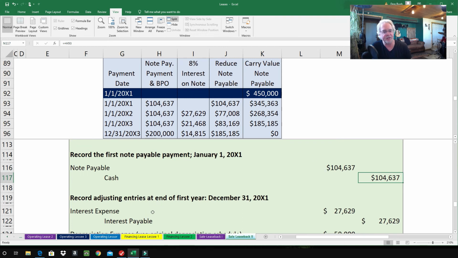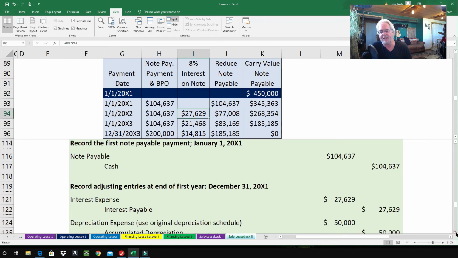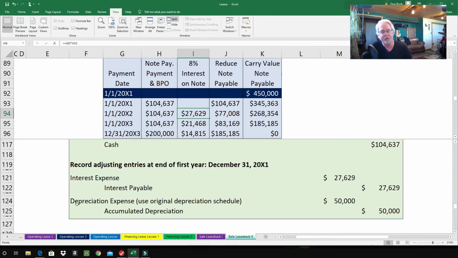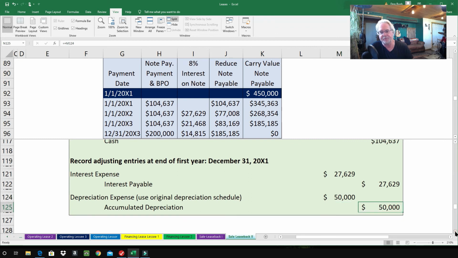Okay, recording the adjusting entry at the end of the year, December 31st, 2001. Well, December 31st, 2001 is really close to January 1st, 2002. They're only a day apart. So we're going to use the numbers right on this column here. So interest expense, 27,629, got it from right there. And interest payable, 27,629. There you are. And lastly, what we have to do is record the depreciation at the end of the year. Depreciation expense, 50,000. It's the same depreciation rate that they've always used for that truck. Accumulated depreciation, 50 grand. There we are.